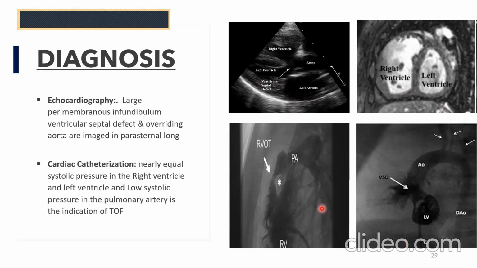Cardiac catheterization can also be done here. The catheter is drawn into the heart of the baby, and catheterization is done to measure the blood pressure as well as oxygen saturation in the heart chambers as well as the artery. There is low systolic pressure in the right ventricle as well as the left ventricle, and low systolic pressure in the pulmonary artery. It is the diagnosis for tetralogy of Fallot.